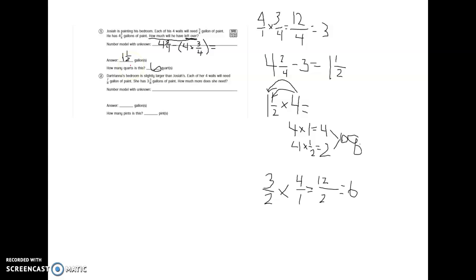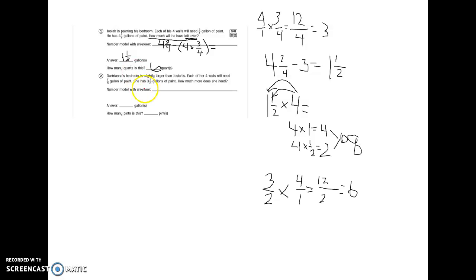So let's take a look at number 2 now. Dartriana, I don't know where they get these names from. Dartriana's bedroom is slightly larger than Josiah's. Each of her 4 walls will need 7/8 gallons of paint. She has 3 3/8 gallons of paint. How much more does she need?